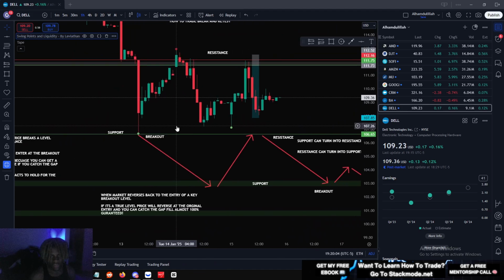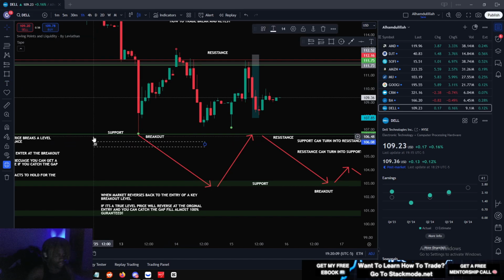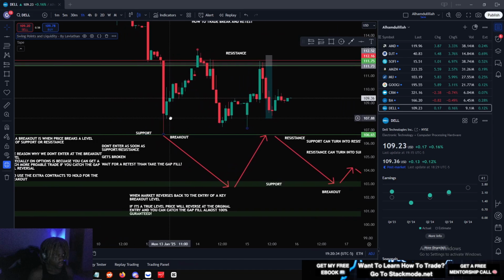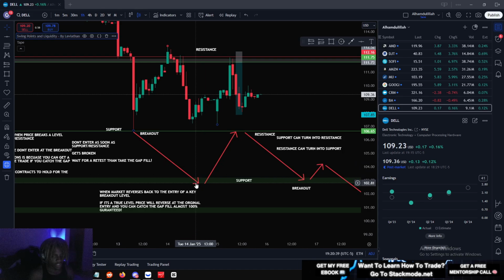So after support is broken, don't enter as soon as support or resistance gets broken. Wait for a retest, then take the gap fill. Okay? Boom. So if price were to break out from this area of support, it would fall to another area of support, right? Boom. We don't know where, we don't care.